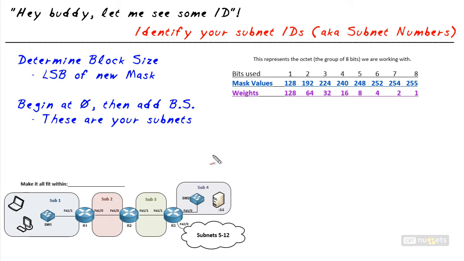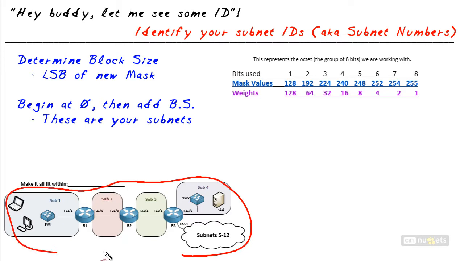So here's the task I'd like to go ahead and give us. If we needed to create subnets for this topology right here, and this topology has 1, 2, 3, 4, 5, 6, 7, 8, 9, 10, 11, 12 subnets that we need to address. And we need to make it all fit inside of the space of 10.0.0.0/8. Everything that you see in this topology has to be within this boundary with an 8-bit mask. So my question for you is, how do we go ahead and do that?